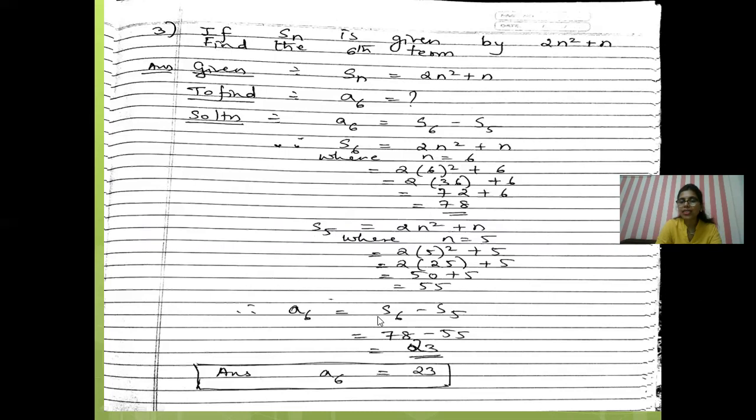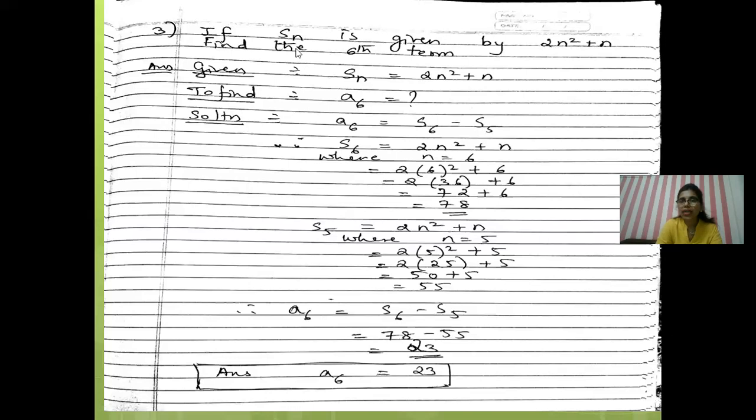Substitute in the formula S6 minus S5. So you get 78 minus 55, which is 23. That is how you get the value for A6. That is the sixth term. Put it in a box. I hope you all have understood this sum till here.